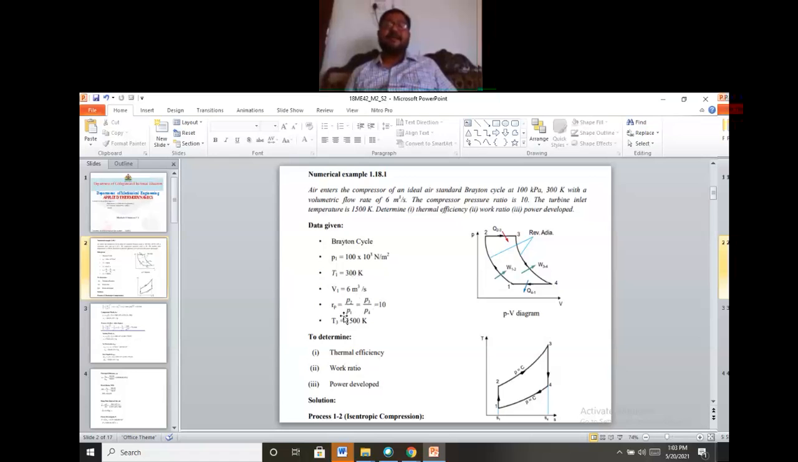RP, the pressure ratio, P2 by P1, 1 to 2 is the pressure ratio you will get. In the Otto cycle, diesel and dual cycle, it is a compression ratio, but here in the Brayton cycle, it is a pressure ratio. P2 by P1 is equal to P3 by P4. P3 is higher one, P4 is lower one, P2 is higher one, P1 is lower one. So P2 by P1 is equal to P3 by P4 is equal to 10. Determine thermal efficiency, eta, work ratio, and power developed.